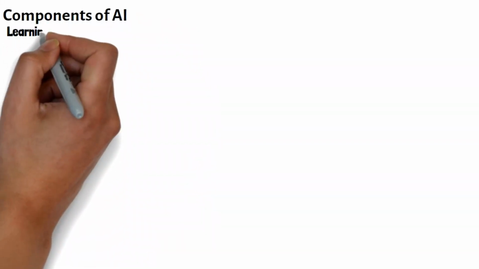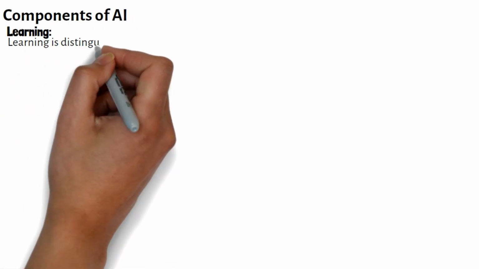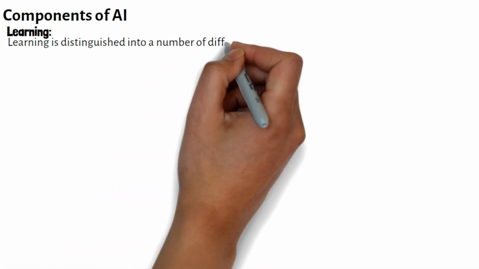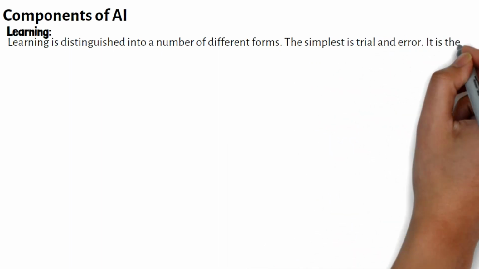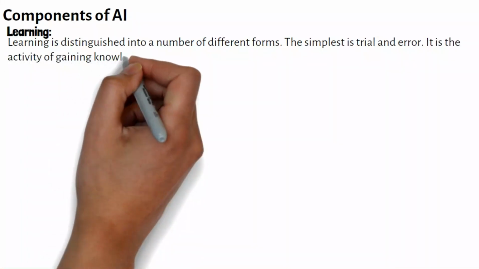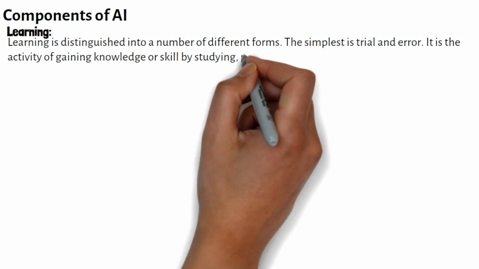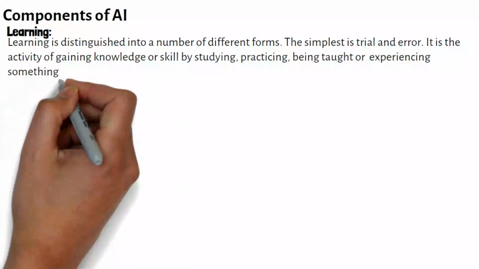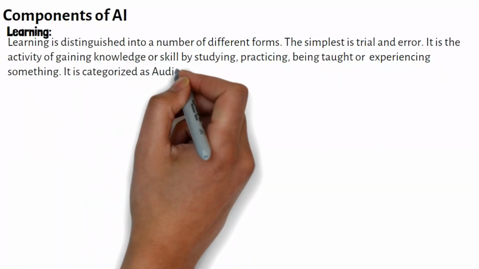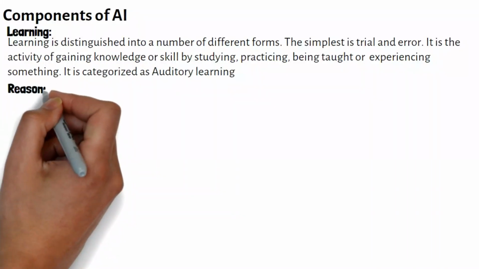Components of AI. Learning. Learning is distinguished into a number of different forms. The simplest is trial and error. It is the activity of gaining knowledge or skill by studying, practicing, being taught, or experiencing something. It is categorized as auditory learning.